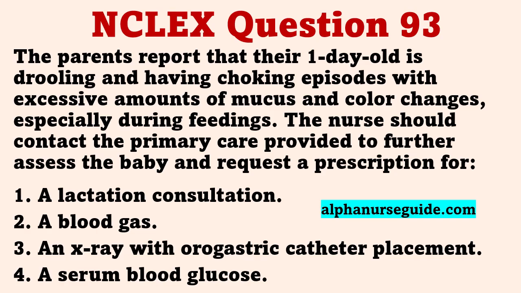The correct answer is 3. The drooling and excessive mucus production is highly suggestive of a tracheoesophageal fistula. The initial diagnosis is made when an orogastric catheter cannot be passed to the stomach. A lactation consult would be warranted only after determining feedings were safe to continue. While cyanosis can be a sign of sepsis and hypoglycemia, the cyanosis is most likely related to the excessive secretions and airway patency. A blood gas may be needed, but only after ruling out a TEF.